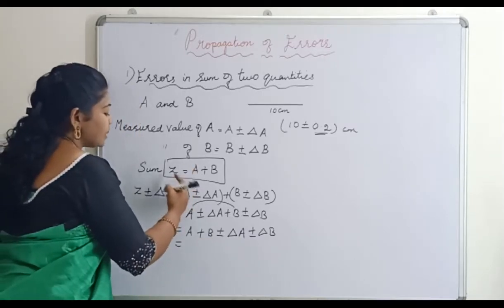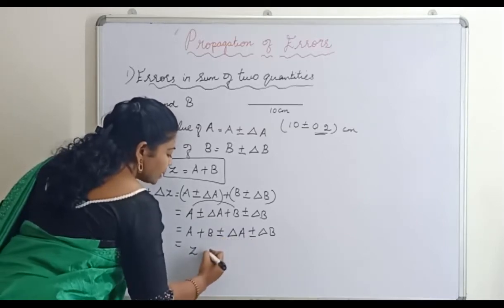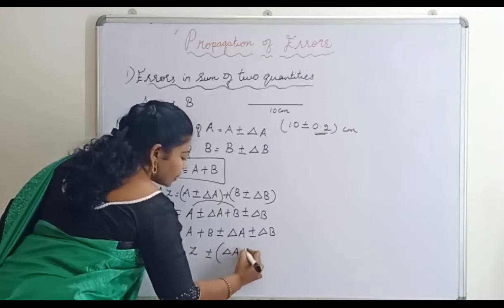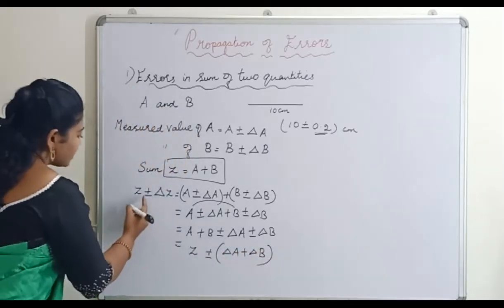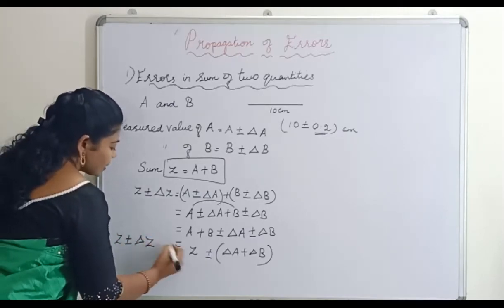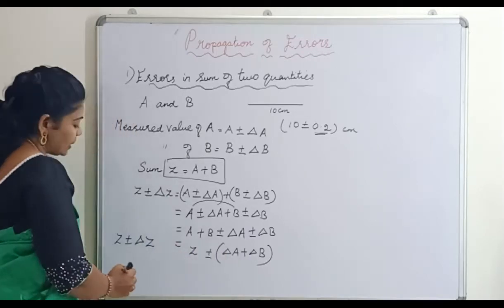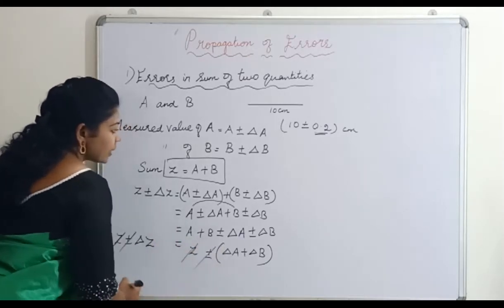A plus B is nothing but Z. So it is Z. Here the plus or minus we can take in common. So it is delta A plus delta B. Here, on the left side we have Z plus or minus delta Z, which is equal to Z plus or minus delta A plus delta B. So we can cancel this Z, and plus or minus also gets cancelled.